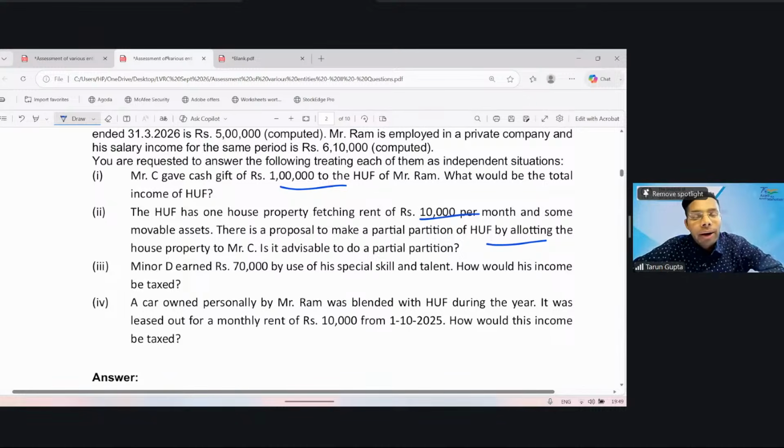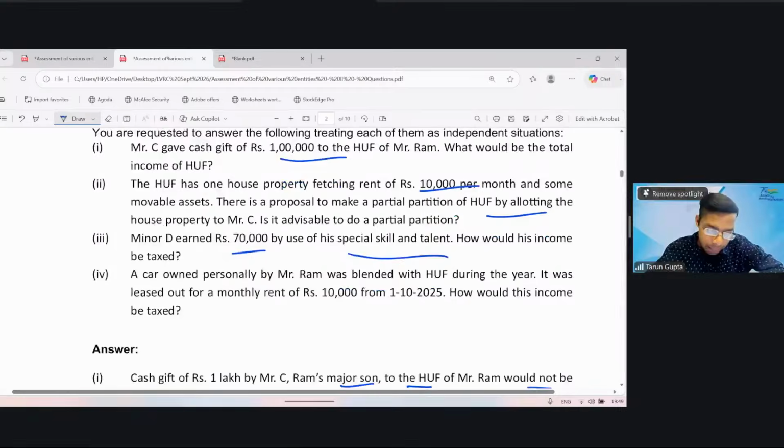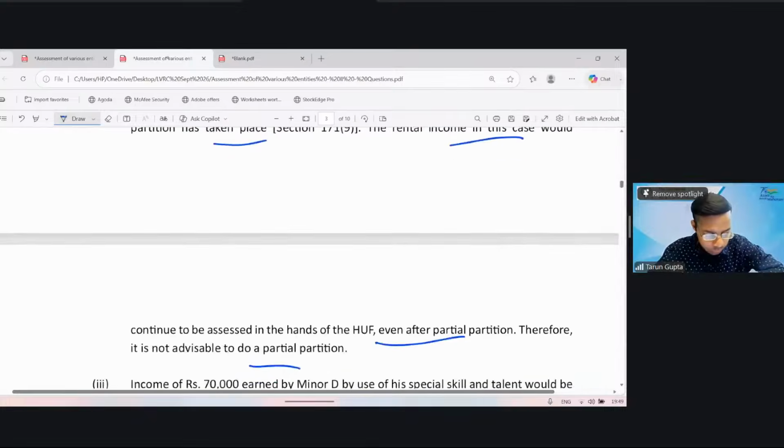If the income of the minor is on account of his specialized skill and talent, then such income is not clubbed with the income of the parent. Such income is taxed in the hands of the minor only. So this income of rupees 70,000 is by use of his special skill and talent, which shall not be clubbed and shall continue to be taxed in the hands of D only.